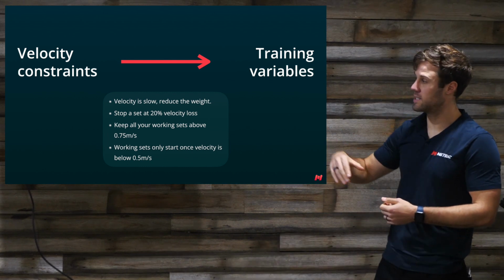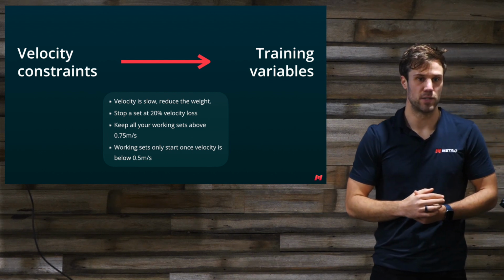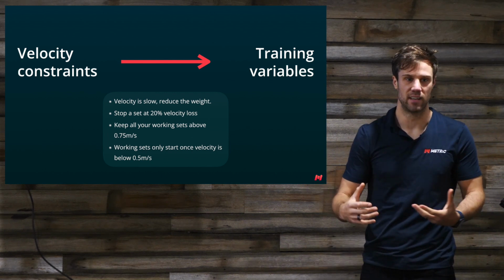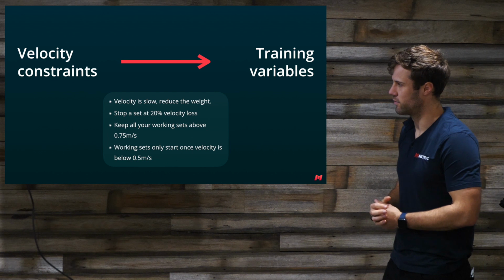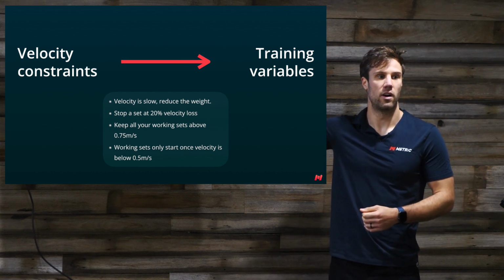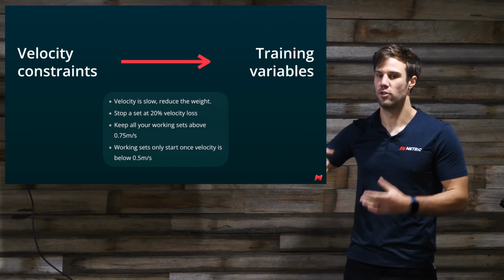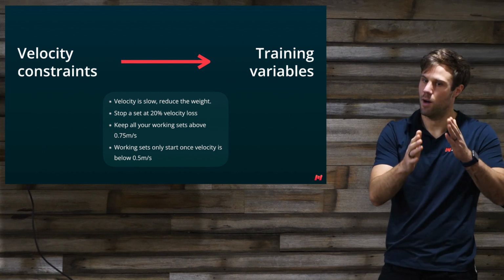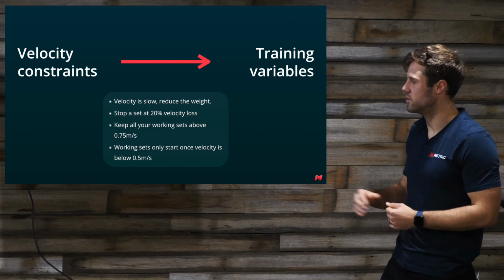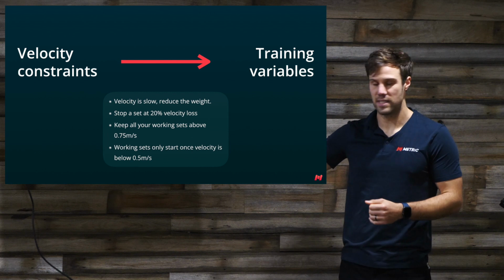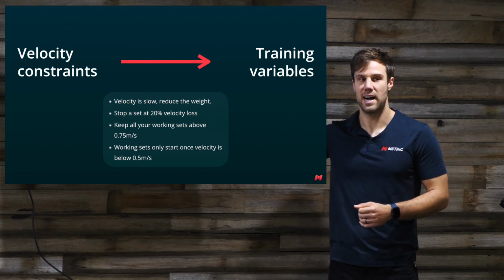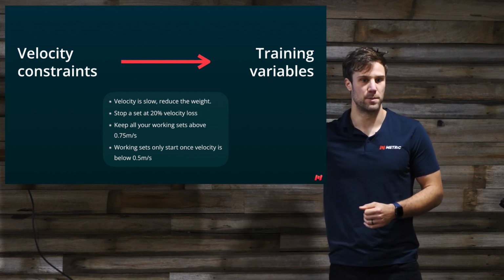We're keeping all our working sets above 0.75 meters per second as an intent-chasing, dynamic effort, explosive kind of goal. Really good in season. If you're doing a game day priming lift, for example, don't chase weight. Let's just keep you in this 0.8 to 0.7 range. And then the flip side of that is the heavy stuff. The working sets don't start until we get below 0.5 meters per second.